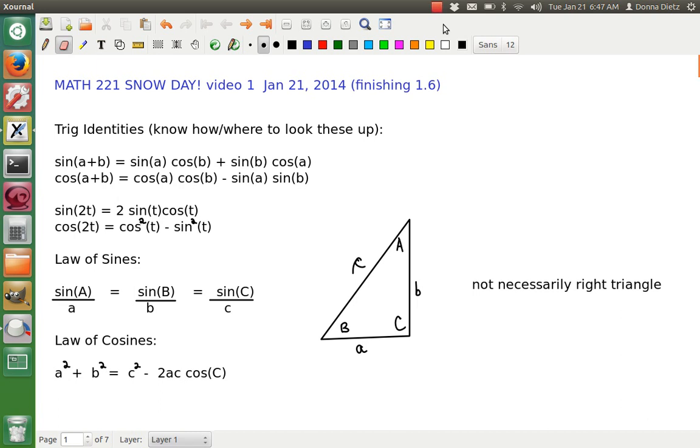So, happy snow day. So I'm trying this for the first time, this meeting with you electronically business. So let's see how it goes.